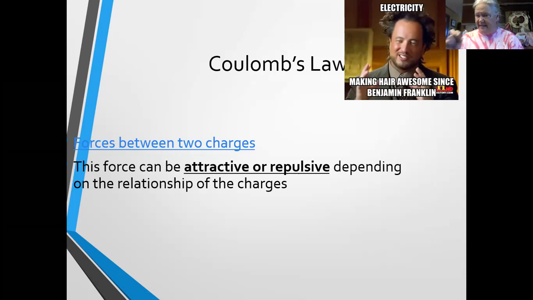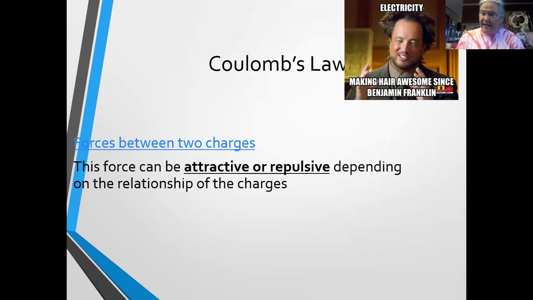It's always trying to pull things together. Coulomb's law can attract or repel. It can push things apart or pull things together. So it's going to depend on whether you have opposites, which are going to attract, or likes, which are going to repel. So a positive and a negative will always attract each other. A positive and a positive will repel, and a negative and a negative will repel.